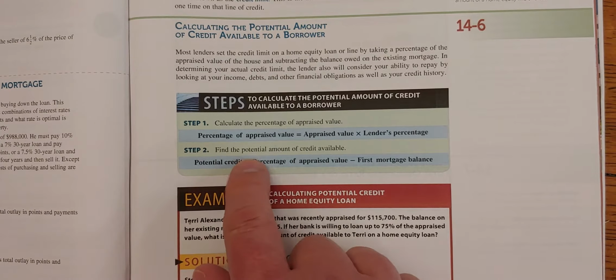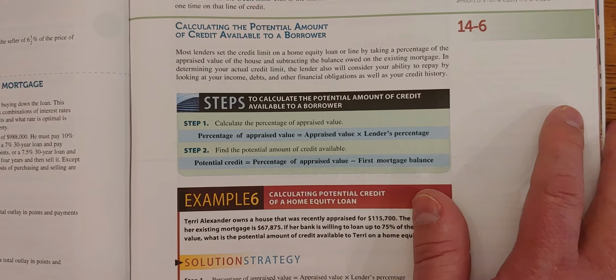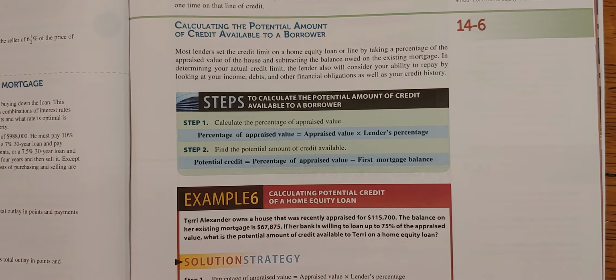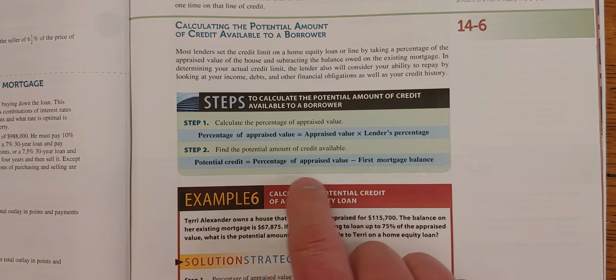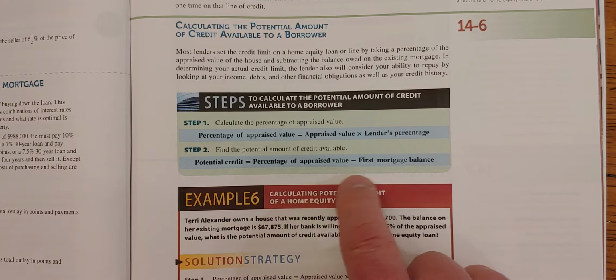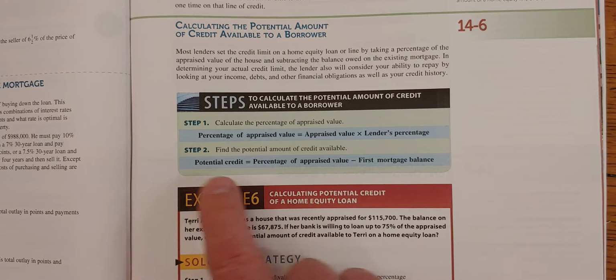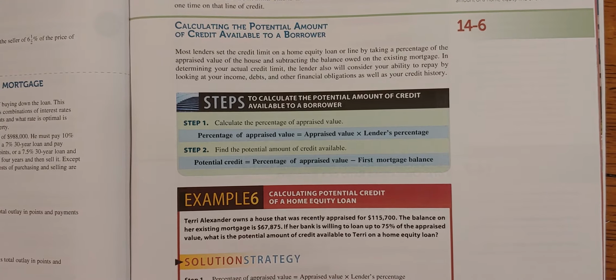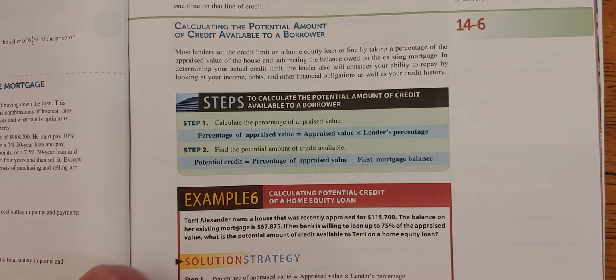So that's how you find the appraised value. And then the potential amount of credit available to you, what you can borrow for a home equity loan or a home equity line of credit, ends up being the percentage of the appraised value, like 80%, 75% of your appraised value, minus what you still owe on any mortgages or any other loans against the home. And that will be what's available to you to borrow. So let's put some numbers to this.